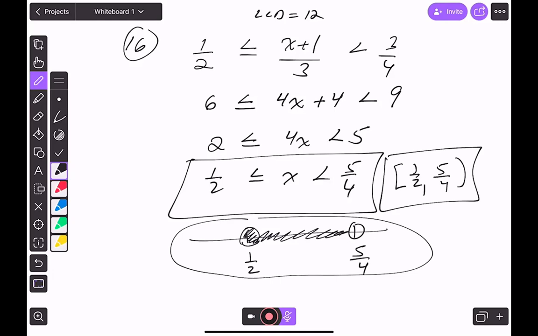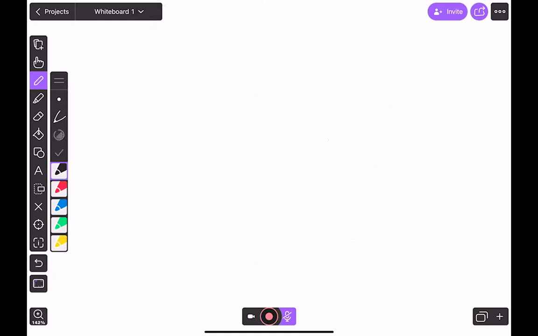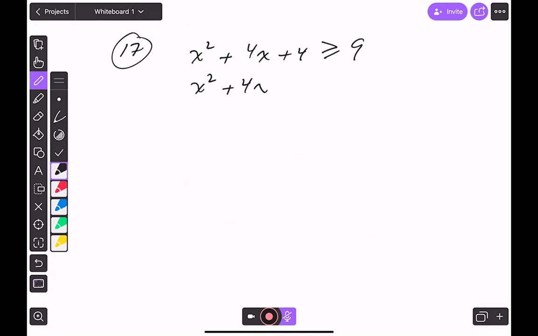Let's go to 17. 17 is x squared plus 4x plus 4 greater than or equal to 9. It's a quadratic inequality. I'm going to subtract 9 from both sides. And let's just hope these things work out really nicely. So far, they've been working really nicely.